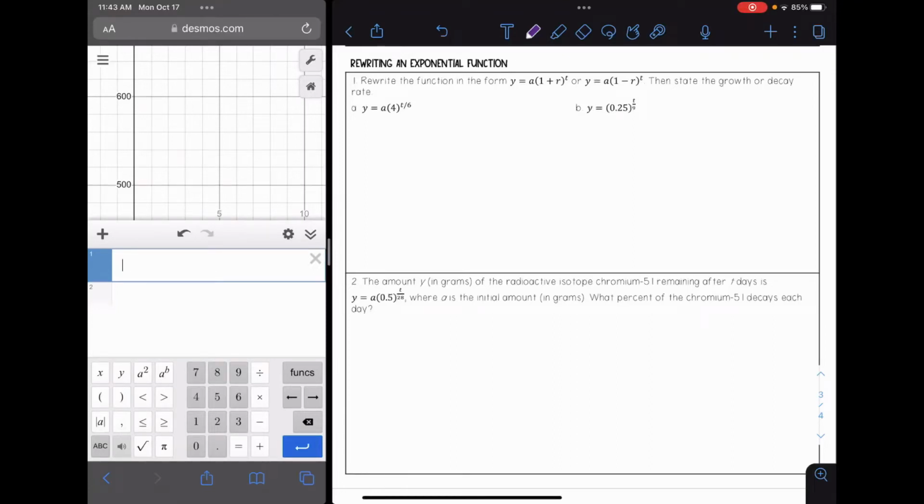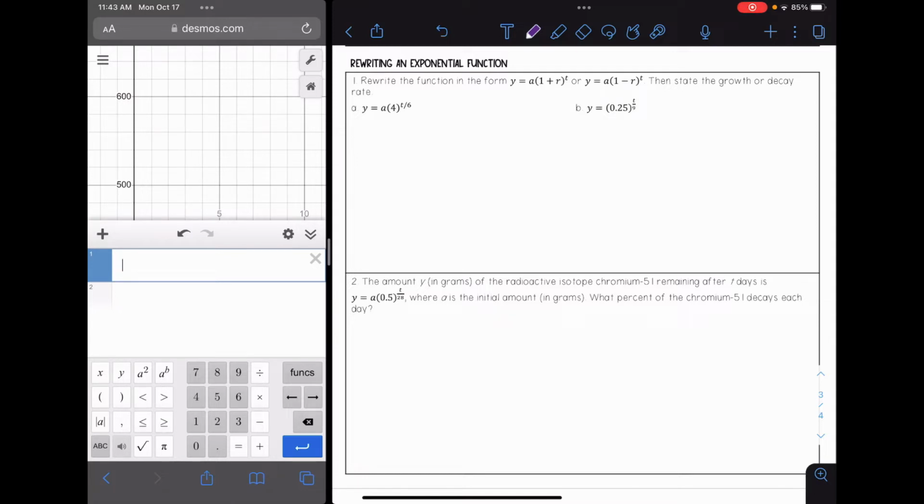In this video, we're going to be looking at rewriting an exponential function. Number 1 states to rewrite the function in the form y is equal to a times (1 plus r) to the t, or y is equal to a times (1 minus r) raised to the t. Then state the growth or decay rate.